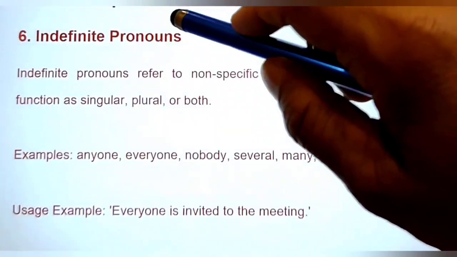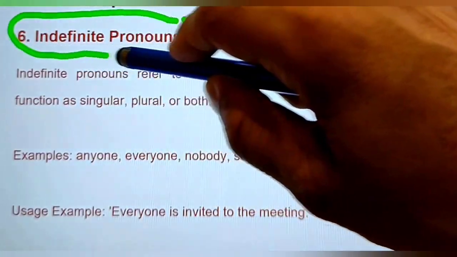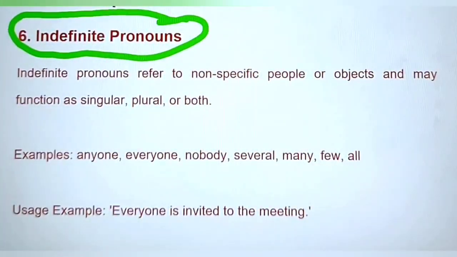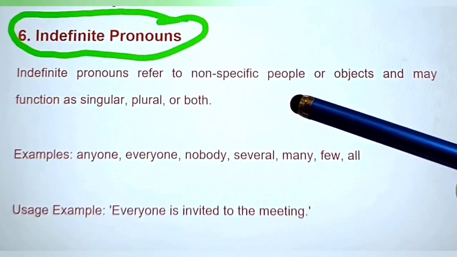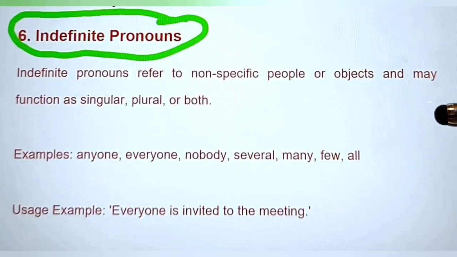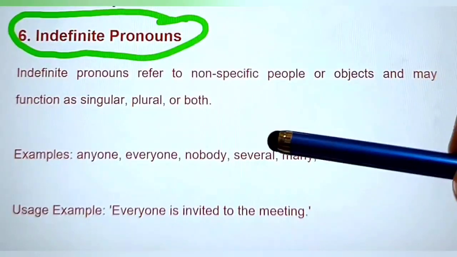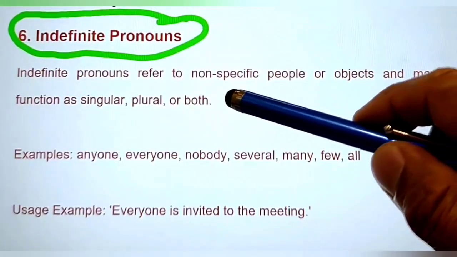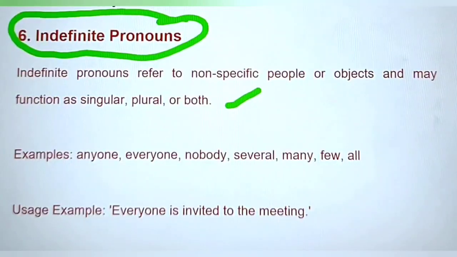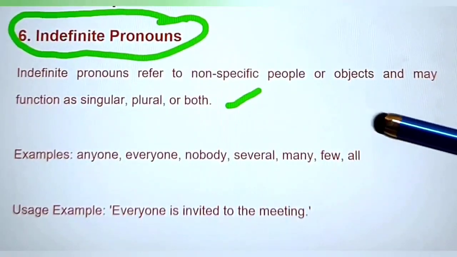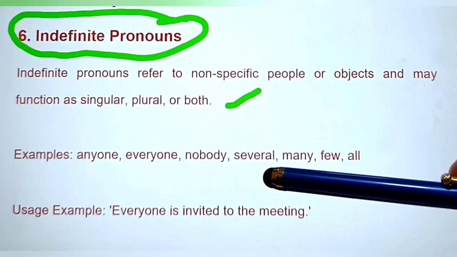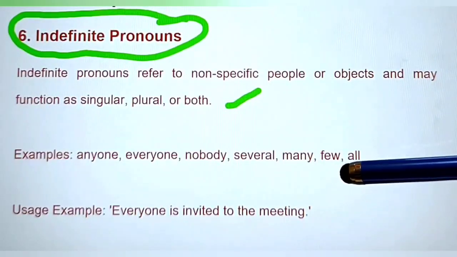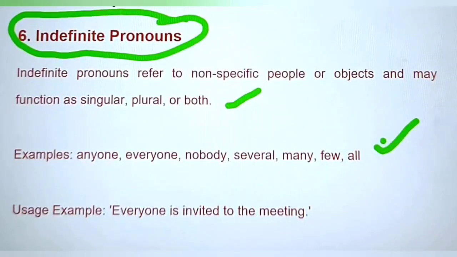Let's proceed to the next pronoun. We have here indefinite pronouns. Indefinite pronouns refer to non-specific people or objects and may function as singular, plural, or both in the sentence. For example here: anyone, everyone, nobody, several, many, few, all. These are examples of indefinite pronouns.